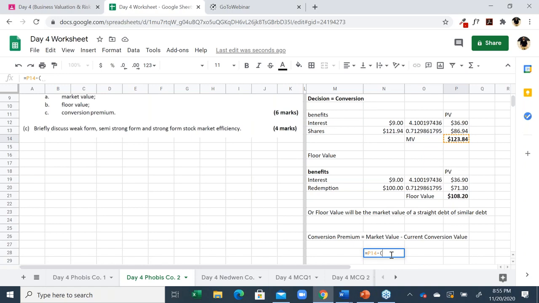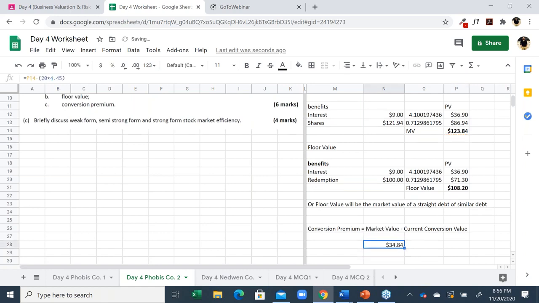of the bonds. So 20 shares are available and the current market price is 4.45. So we just need to exclude the growth. That's it. Okay, did I do any mistake? No, it's 34.884 conversion premium. Now, what does this mean?